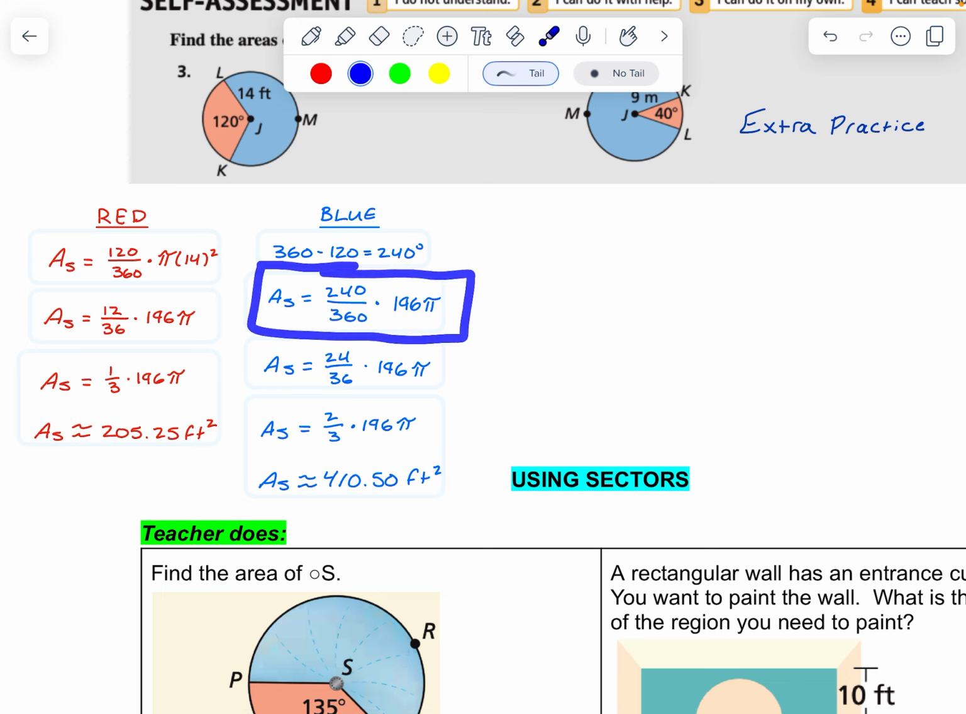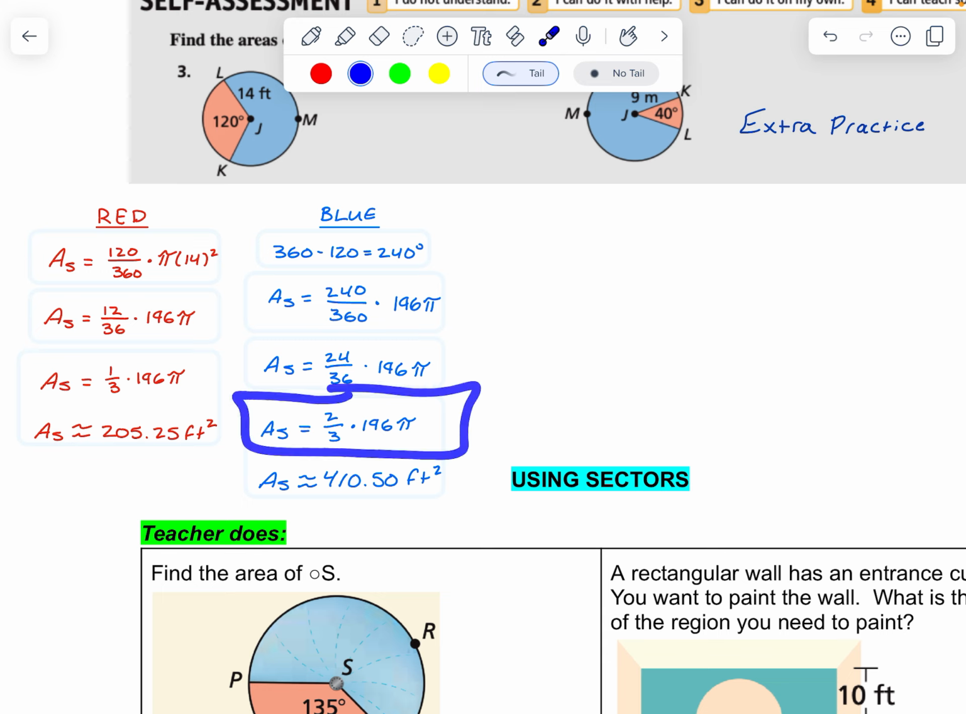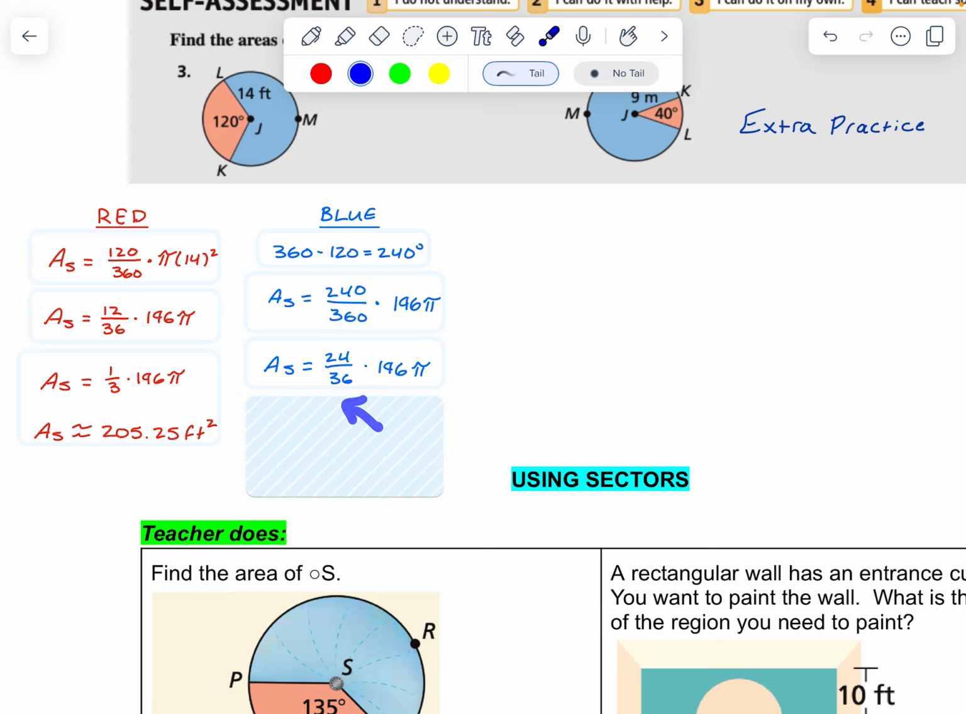240 over 360 is equal to our area, or sorry, not equal to our area. 240 over 360 times our area. We already know area is 196 pi. 240 over 360 is 24 over 36, which is just 2 over 3. So if you're just continuing to reduce, great. If you forget to fully reduce, and you would give me 24 over 36, or maybe 12 over 18, it's fine, I'll live, but I want you to try your best to get it all the way down. 2 over 3 times 196 pi. Again, if I asked for exact form, you'd multiply that up. Don't care in this case.